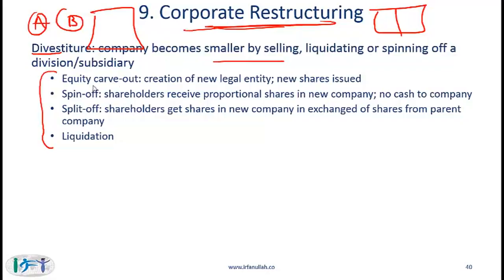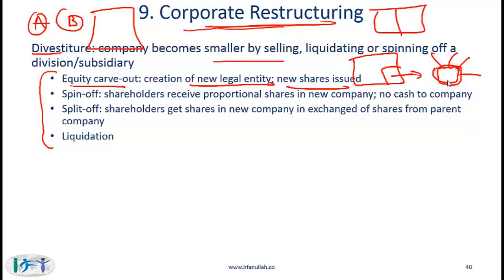All right, now, what are some different kinds of divestitures? One is an equity carve-out. Here, a new legal entity is created and new shares are issued to new shareholders. So you have a large company, it spins off this entity, and this entity then has its own shares issued and new shareholders.